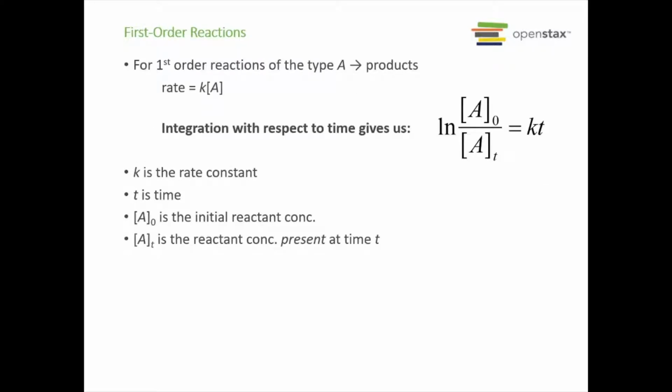So if we have a first order reaction, we have some type of A becoming products, and our rate equation is something like some k constant times our concentration of A. If we were to integrate this with respect to time, we get the natural log of A naught. A naught is the initial reactant concentration, divided by the concentration of A at some time t, at whatever your present time is. And that is equal to your rate constant times your time.